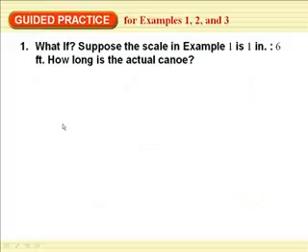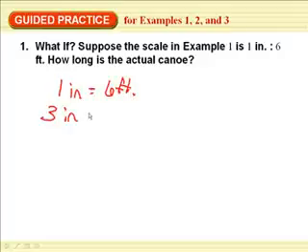Okay, so let's do some guided practice. What if? Suppose the scale in example 1 is 1 inch to 6 feet. What would the actual canoe be? So it's 1 inch equals 6 feet. Remember, the picture of the canoe had 3 inches in it, so how many feet would that be?